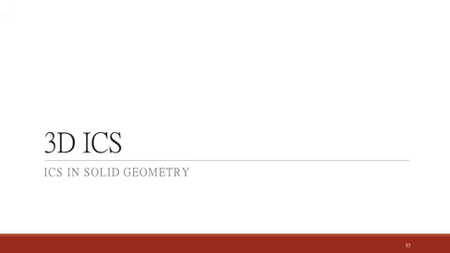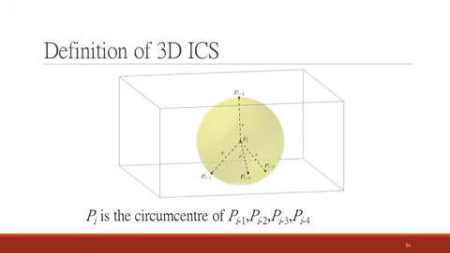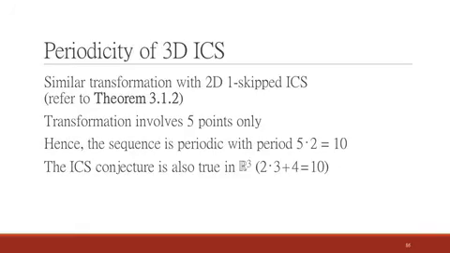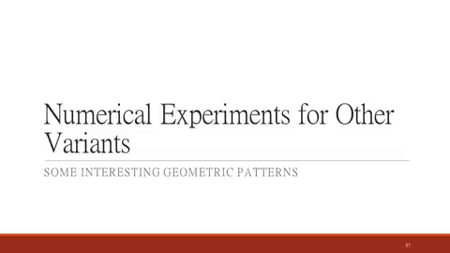And moving on to the 3D ICS, which is the ICS in solid geometry, PR is generated from the previous 4 points instead of the last 3 points. And here shows the sufficient conditions for the sequence to be well defined. And as the 3D ICS involves similar transformation with the 2D one-scripted ICS, while each single transformation involves 5 points only, therefore the sequence is periodic with period 10, which also states that the ICS conjecture is also true in 3 dimensions.